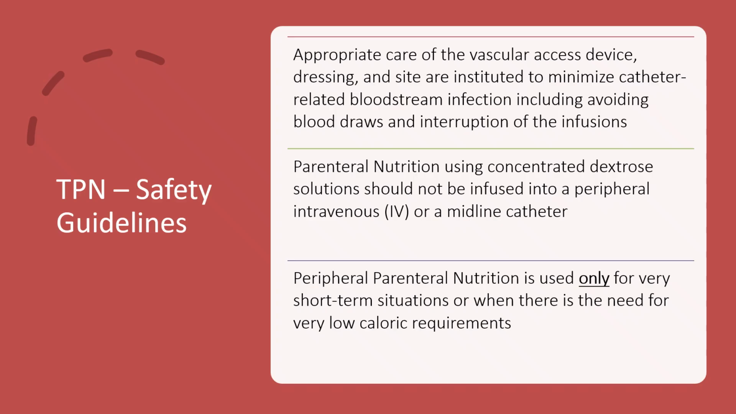TPN safety guidelines, I do think I've already covered a lot of this, but we'll quickly go through them. So you need to have appropriate care of the vascular access device, dressing, and site to minimize catheter-related bloodstream infections. So number one, we don't want to cause a blood infection in our patient getting TPN. So we don't want to be drawing blood off of their IV or interrupting the infusion. They should most commonly have a PICC line or a central venous access device. We should always make sure that central venous access device has been confirmed by X-ray.